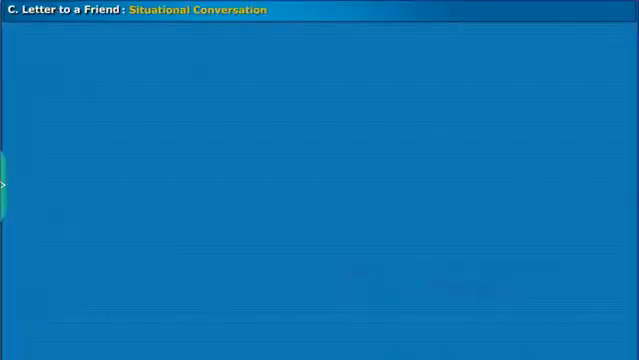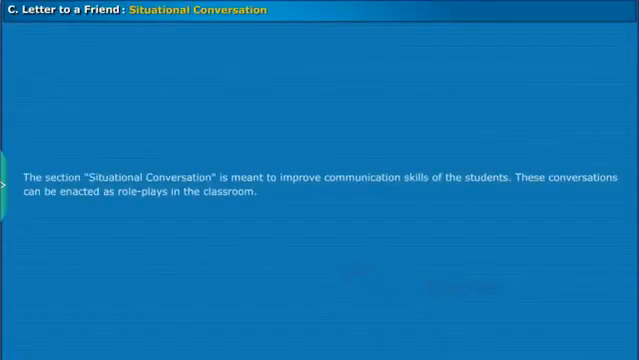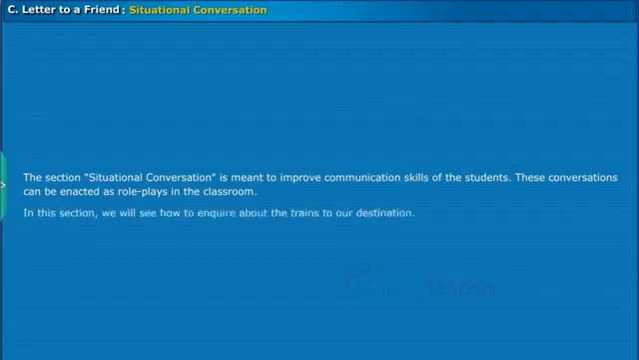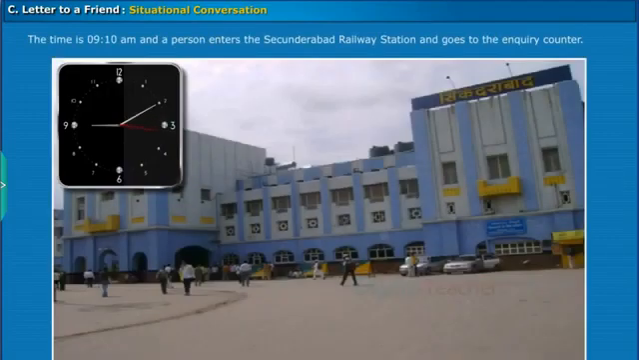Situational conversation. The section Situational Conversation is meant to improve communication skills of the students. These conversations can be enacted as role plays in a classroom. In this section, we will see how to inquire about the trains to our destination. The time is 9:10 a.m. and a person enters the Secunderabad railway station and goes to the inquiry counter.